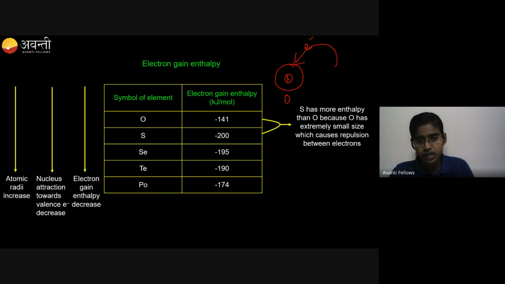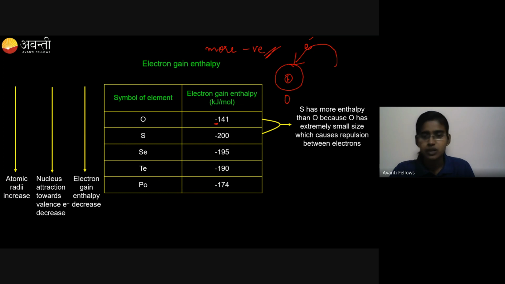That's why you can see the value. It is very less negative. Actually, the electron gain enthalpy value should be more negative for an atom. If the electron gain enthalpy value is more negative for a species, then it says that we can easily add an electron to that species. Got it? But here it is less negative compared to sulfur.